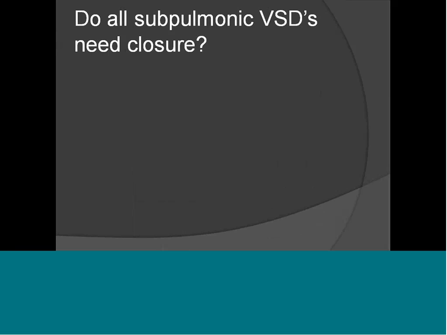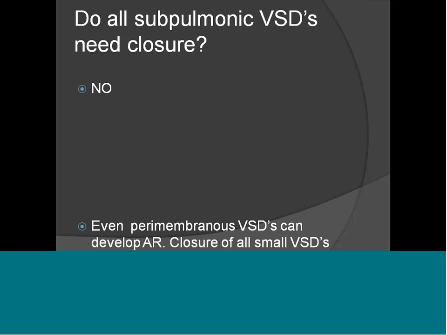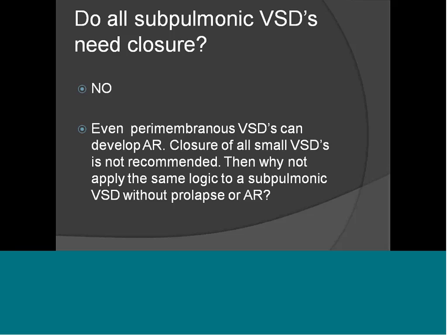So the answer is all subpulmonic VSDs do not need closure, and I'm going to argue with you on this. And I say this because there are a lot of cardiologists who believe that all subpulmonic VSDs need to be closed because they will develop AR. I just showed you data showing that in the Western world, both membranous and subpulmonic VSDs can develop AR, right? Almost similar incidence. So it's not that the diagnosis of a subpulmonic VSD means you need to close it, because even a perimembranous VSD can develop AR, but we are not recommending closure of all small VSDs. So why are we not applying that same logic to a subpulmonic VSD?